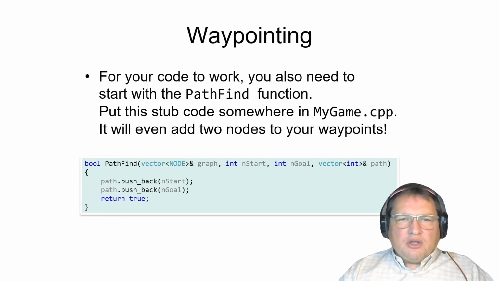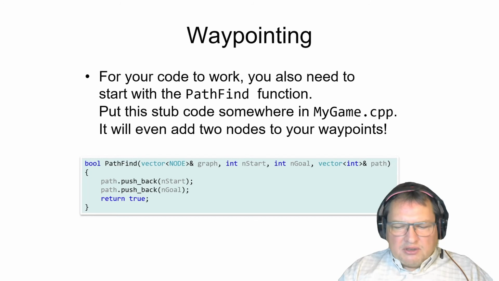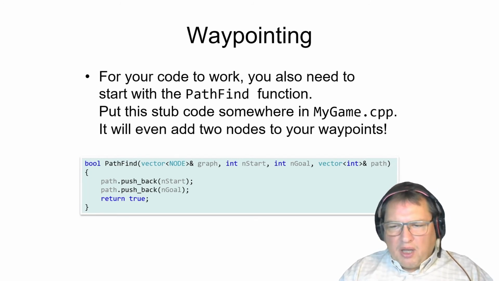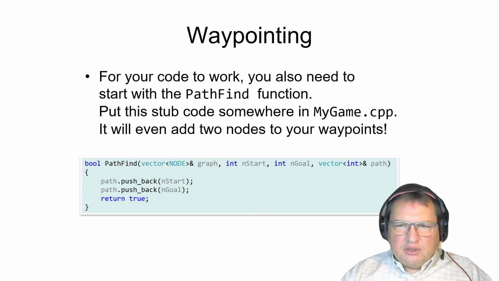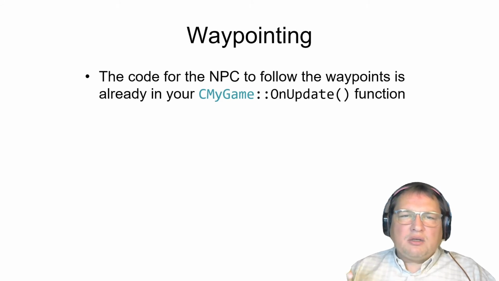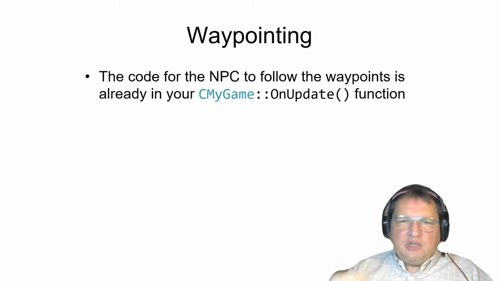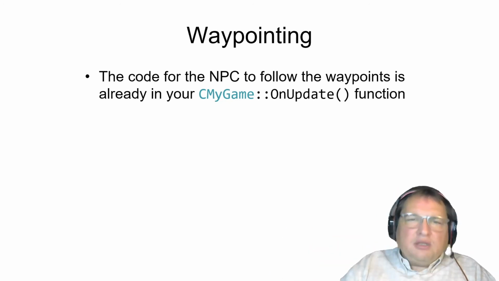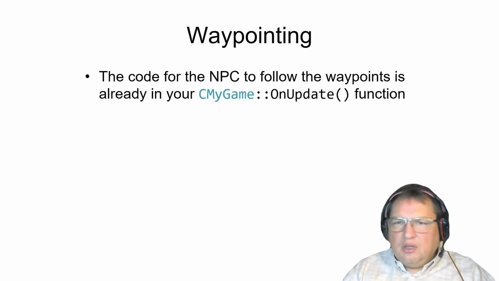And that's actually everything that you need to implement in this step. So you are now ready to go ahead to the practical activity, and this is because another important piece of code, the code that makes the NPC, or spider in our case, follow all those waypoints, is already implemented for you in the CMyGame OnUpdate function.